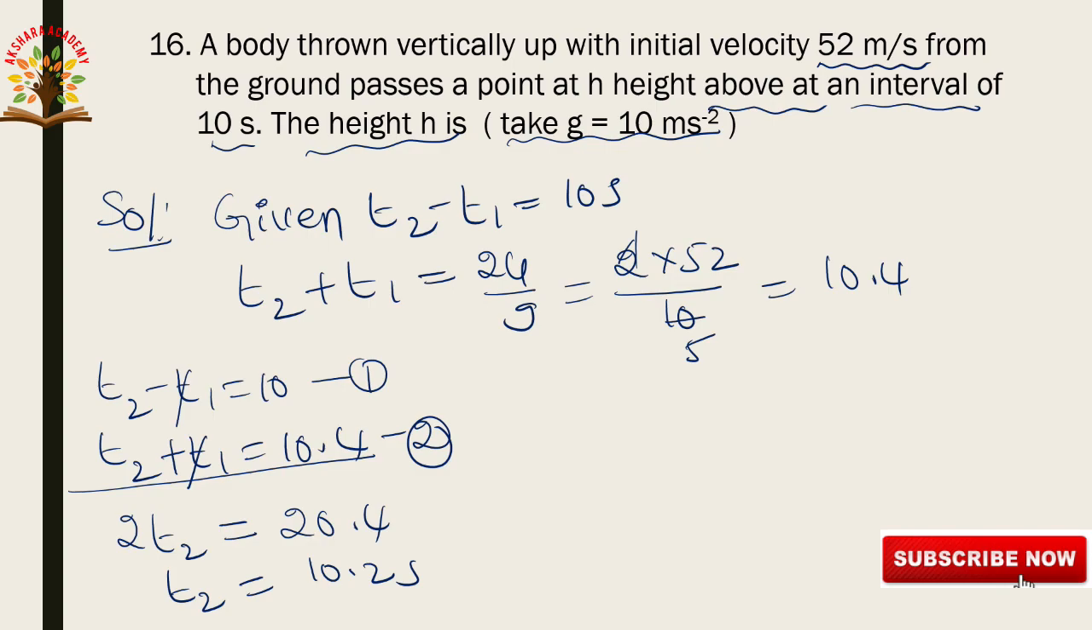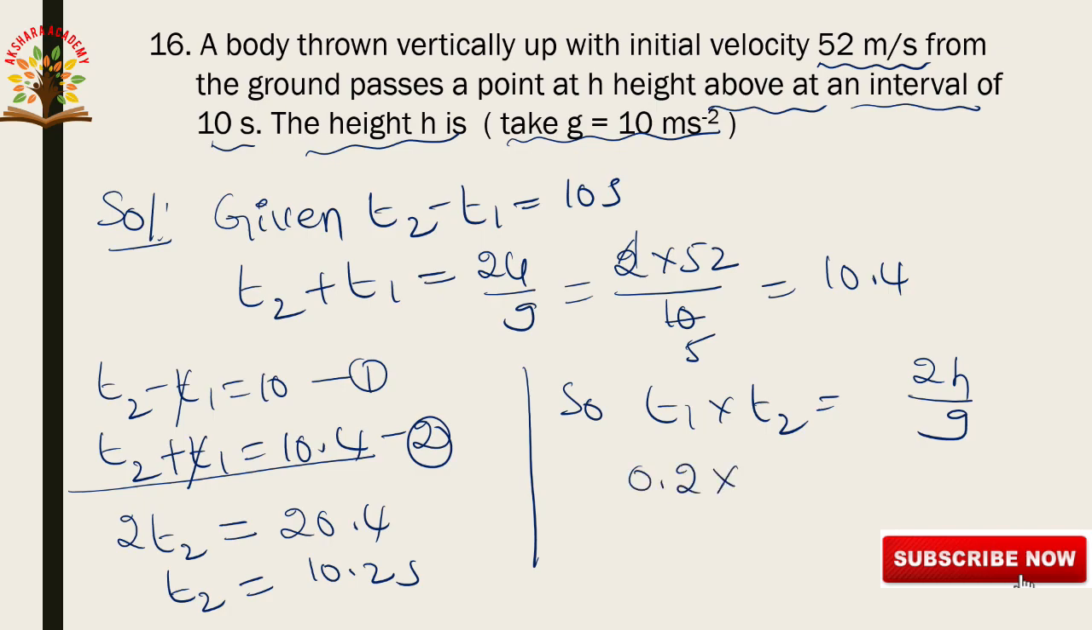So t1 into t2 is equal to 2h by g. Substituting values, t1 is 0.2 and t2 we are getting 10.2, that is equal to 2 into h, which we have to calculate, and g is 10.